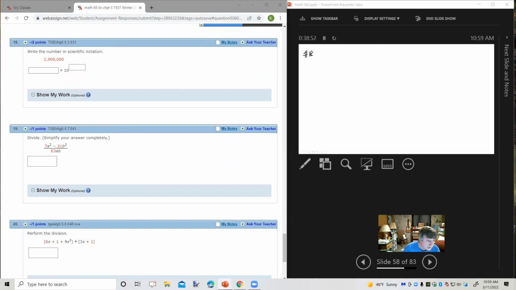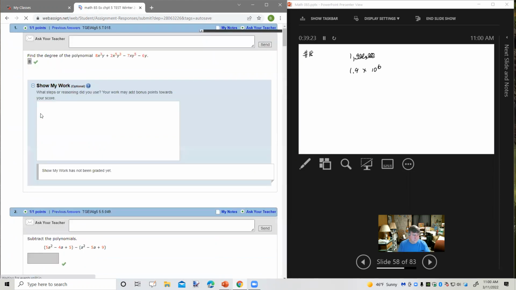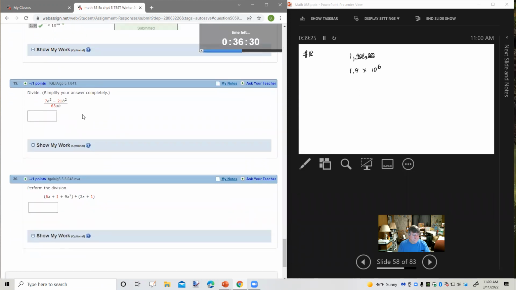Number 18, write the number 1,900,000 in scientific notation. That would be 1.9 times 10 to the, let's see here, 1, 2, 3, 4, 5, 6th power. So 1.9 times 10 to the 6th power.